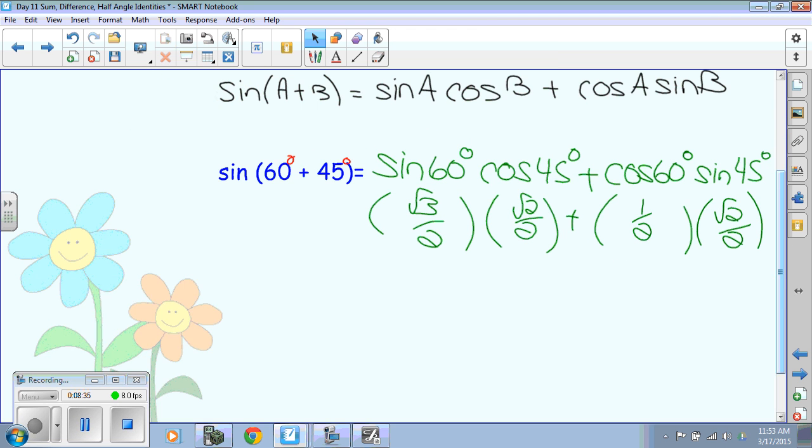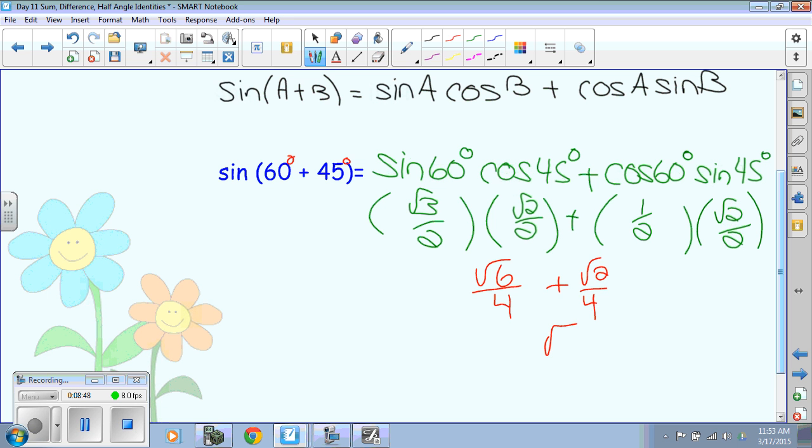So your multiplication, what's radical 3 times radical 2? Radical 6 over 4. And what's 1 times radical 2? Radical 2 over 4. And then lo and behold, just like what we had previously, they turned out to be the same decimal. This is radical 6 plus radical 2. And remember, addition is commutative. So even if you had radical 2 plus radical 6, you should keep it like this one, because you follow the formula.